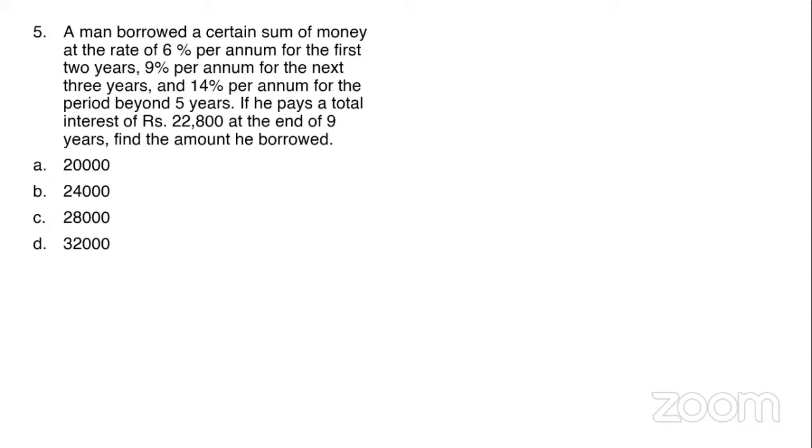So, what is the formula to find out simple interest? It is P into R into T by 100. Unless it is said that it is compound interest, go with simple interest. If compound interest is mentioned, it will be compound interest. If it is not mentioned, go with simple interest. So the simple interest formula is P into R into T by 100.